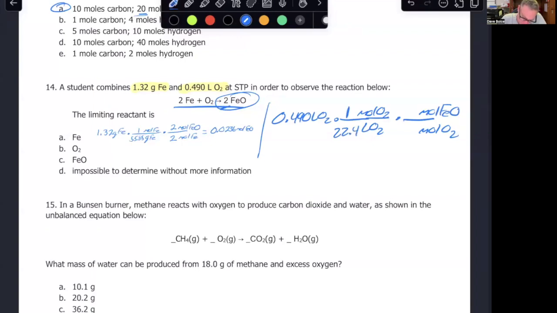And on a balanced equation, 1 mole of O2 is going to form 2 moles of FeO. So in my calculator, I'm going to do 0.490 divided by 22.4 times 2. And that is going to come out to 0.0438.